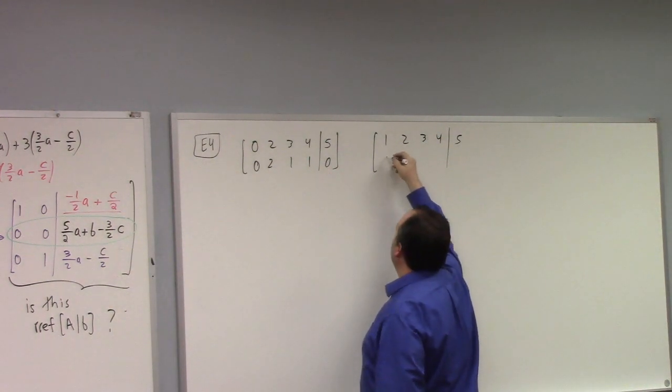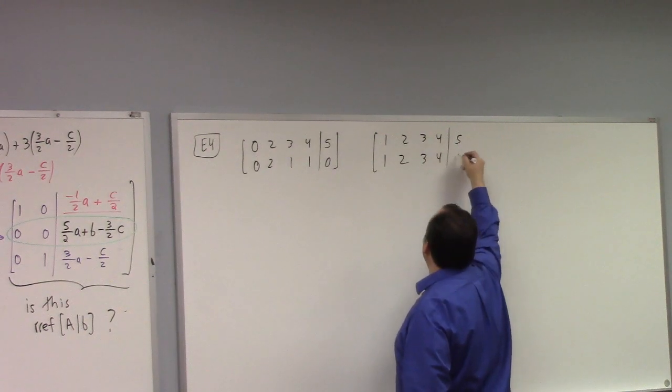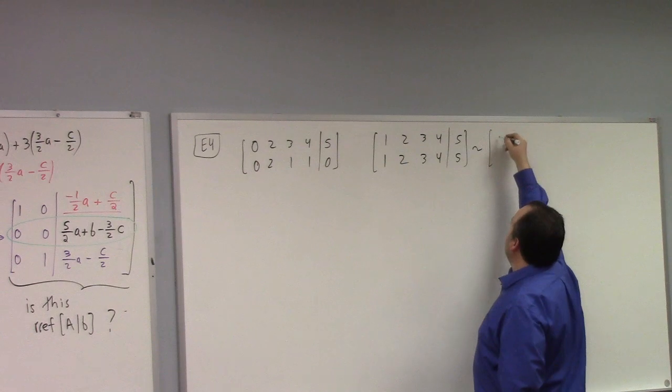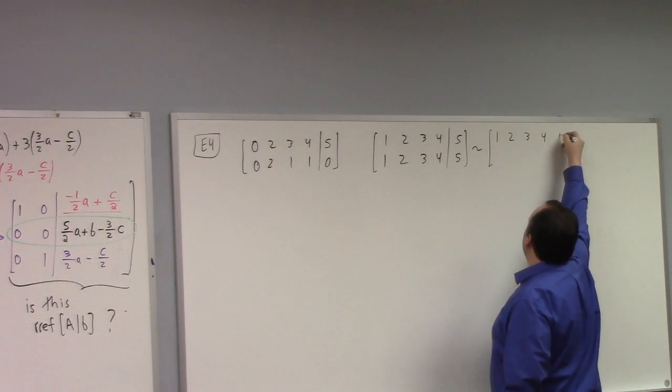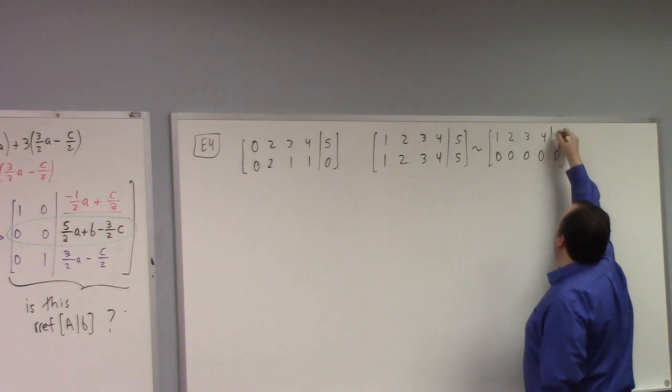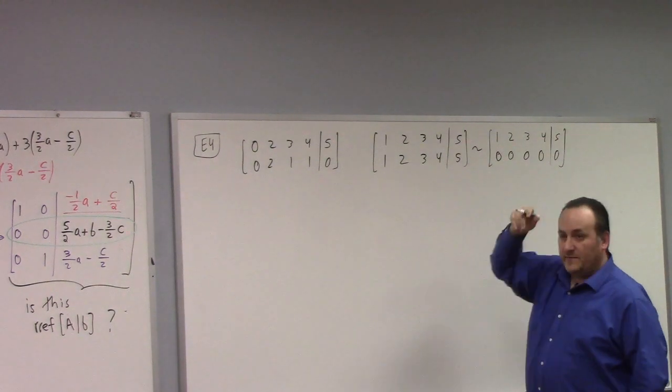I don't know why I'm doing 1, 2, 3, 4, 5. We could do with less. But you see, this is row equivalent to 1, 2, 3, 4, 5, and that would be the reduced row echelon form of that.